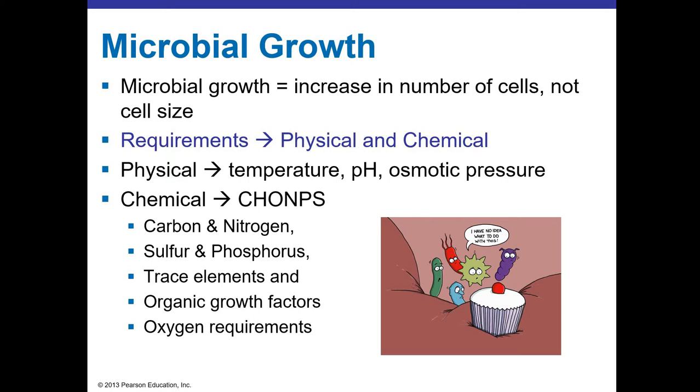In order for them to develop into a large population, they have requirements, both physical and chemical. For physical, we're going to look at their temperature optimums, pH, how osmotic pressure influences their growth, and we'll look at the basic chemicals that are needed for growth. We often talk about the acronym CHOMPS, which indicates that carbon and nitrogen, sulfur and phosphorus are going to be major elements, but we'll also see that there are other trace elements and organic growth factors, and again, oxygen requirements are going to vary according to the bacteria, as we saw in Chapter 5, based on their metabolism.